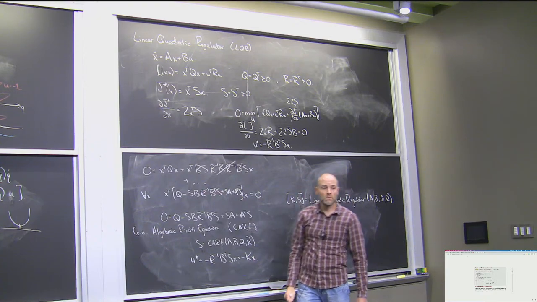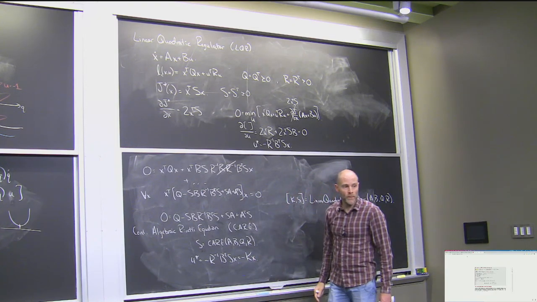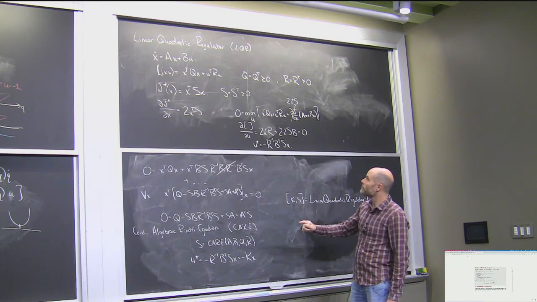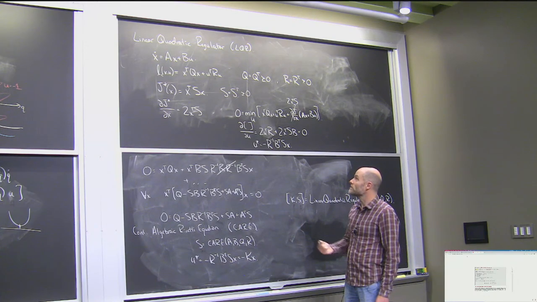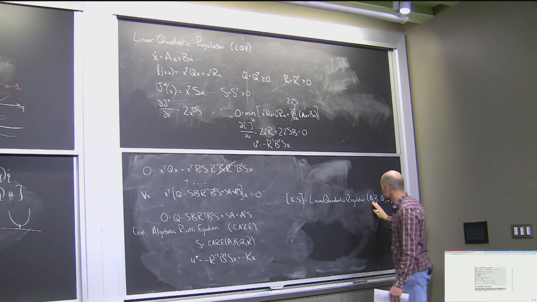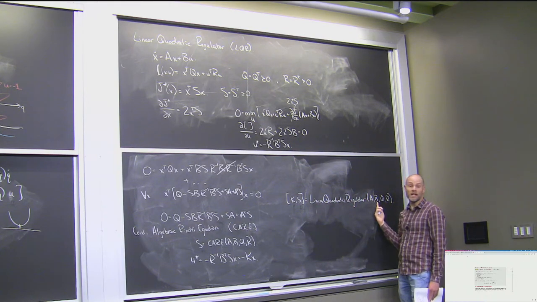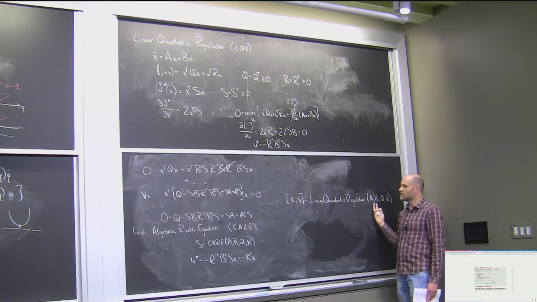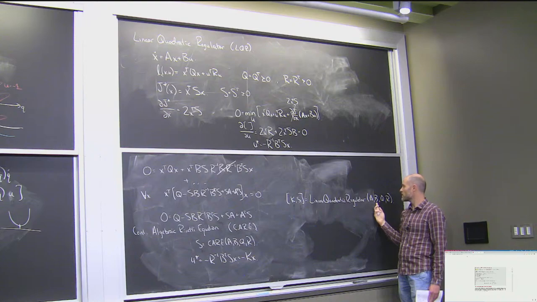Are there any restrictions on B and A, like positivity restrictions? Good. Positivity is not quite right, but in practice, if you call LQR with A and B and it's not controllable, there's a chance it fails. We'll define controllability carefully in the next lecture, I think, two lectures.